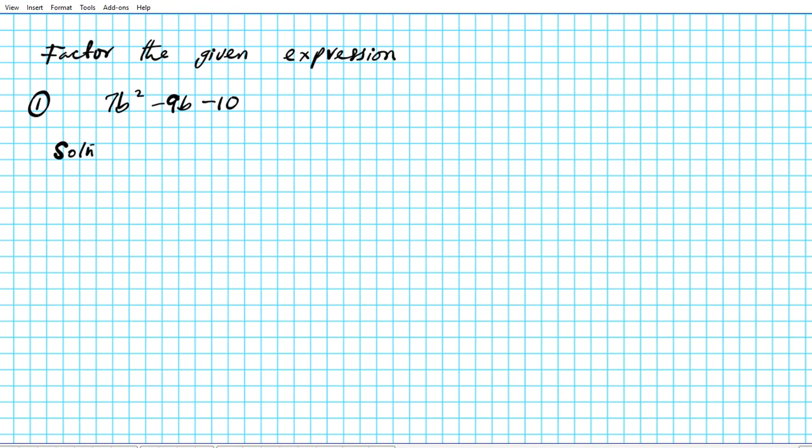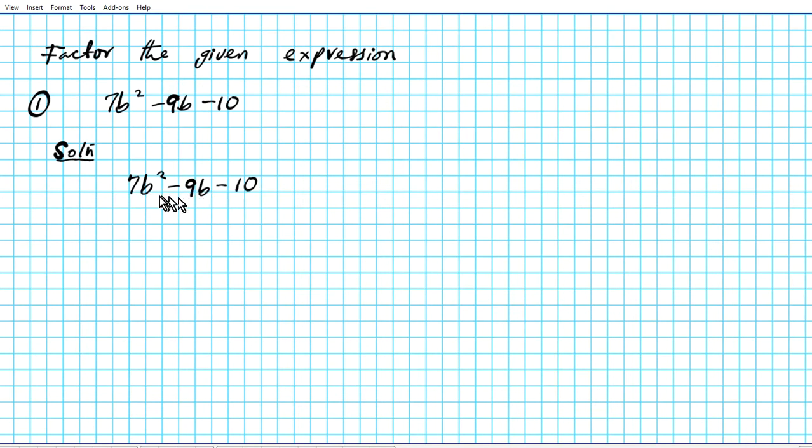Now, every time you're factoring polynomial expressions, the first thing you want to do is always check to see if there is a greatest common factor that can be factored out from every single term. If you consider 7, 9, and 10, is there a number that goes into all of them? The answer is no, because 7 is prime, and 7 doesn't go into 9 or 10, so there isn't a greatest common factor that can be pulled out from the numbers.